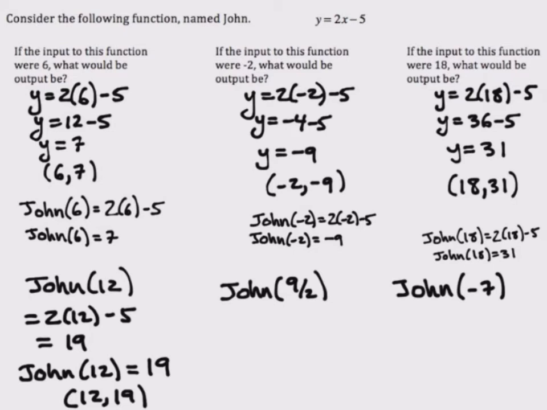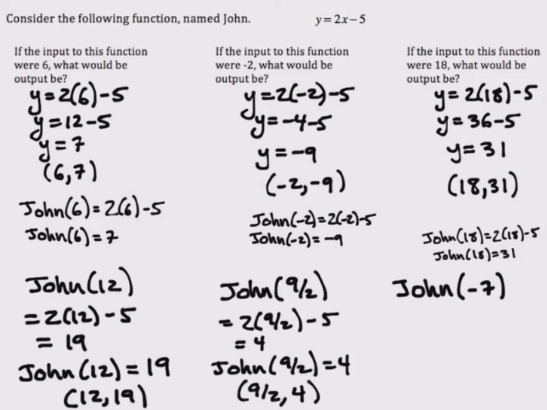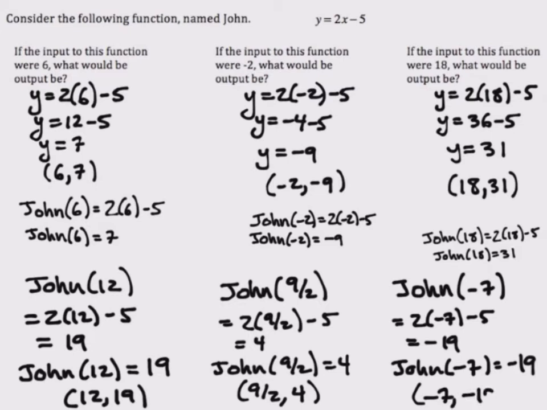Our second question asks us, please find the output when the rule John is applied to the input 9/2, or simply said, John of 9/2. Same idea. 2 times 9/2 minus 5 for a grand total of 4. So we might say John of 9/2 is 4, 9/2 comma 4 being the ordered pair. Or John of -7 would be 2 times -7 minus 5 for a grand total of -19. And so John of -7 is -19, and we'd write that as an ordered pair as -7 comma -19.